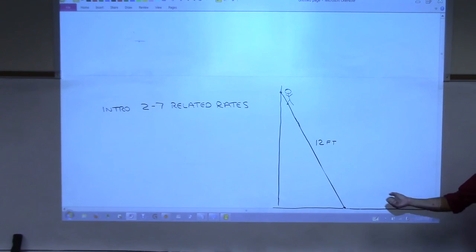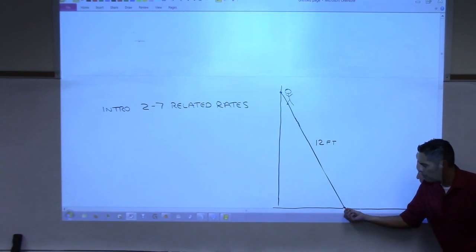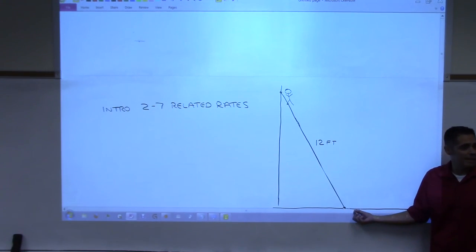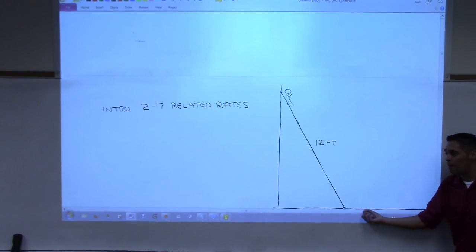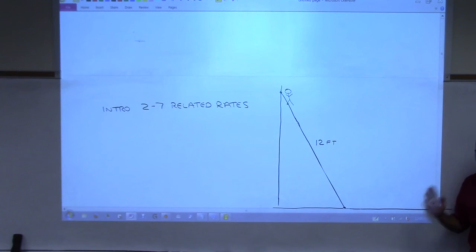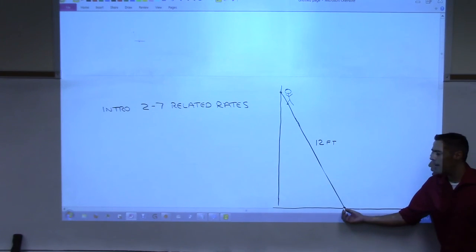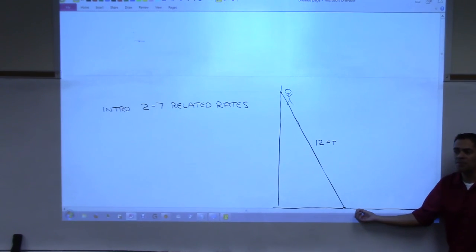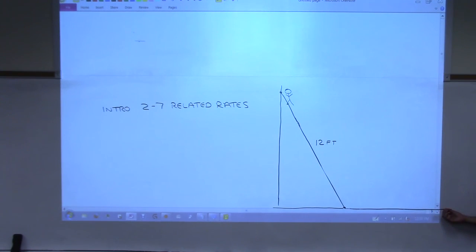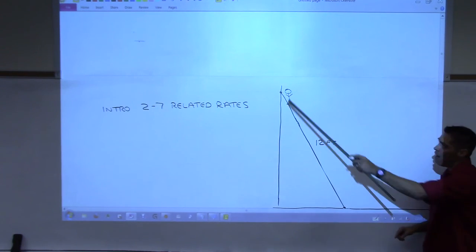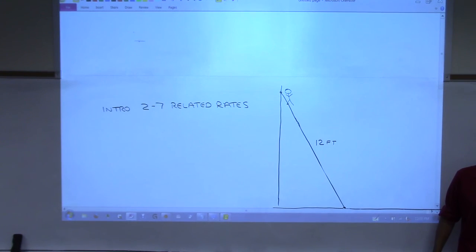And I'm going to pull the ladder out at a constant rate. So think about this point right here. I'm going to pull it. Now, if a point is moving, it has speed. And I'm telling you that the speed at which I'm pulling the point out is constant. So maybe I'm pulling it out at 1 foot per second. 1 foot every second is how fast I'm pulling the bottom of the ladder out. The question is, how fast is he coming down?